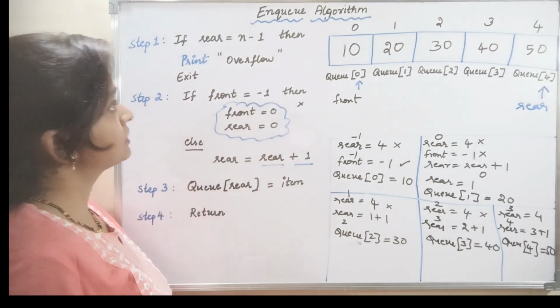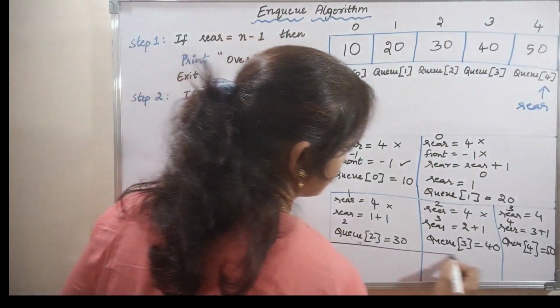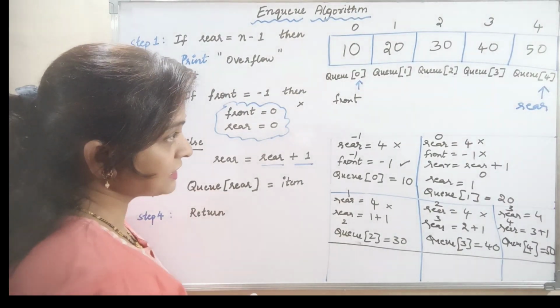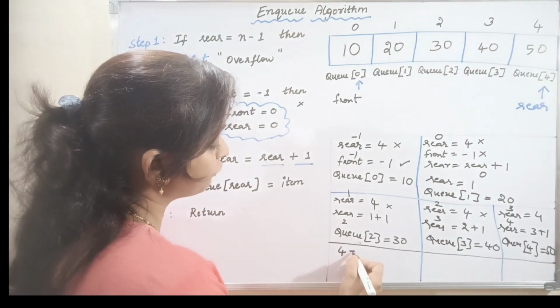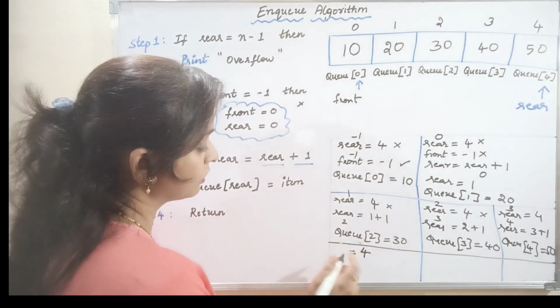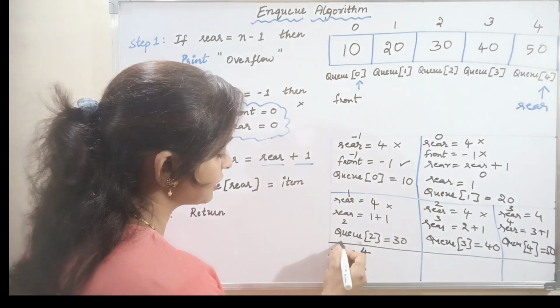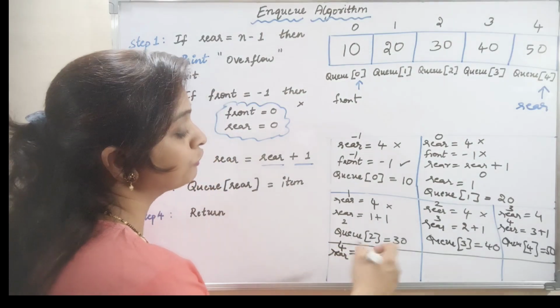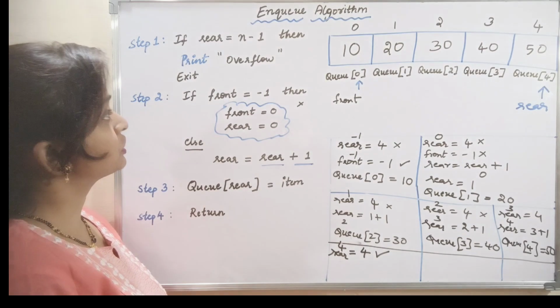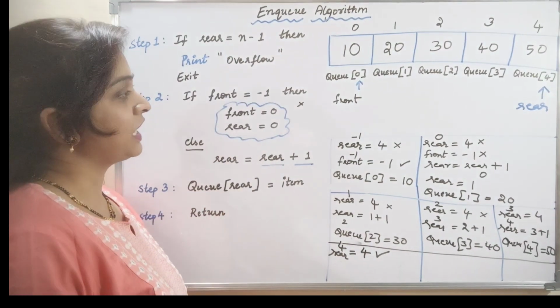Return. Come to this. Let me write it here. What is rear now? Rear is equal to 4. Is 4 equal to n minus 1, which means 4? So this is rear. Rear means it is 4. 4 equal to 4. Yes, now the condition is true. Condition is true. I should get a message.